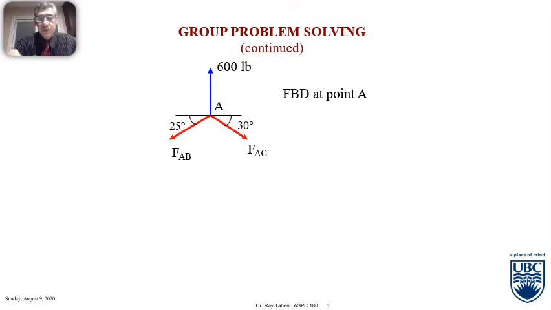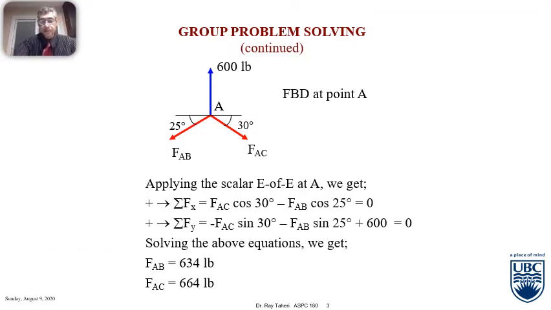So 600, these two forces, and all you need to do is write the equations of equilibrium on x and y. On x, the x component of this cancels the x component of this: FAC cosine 30 minus FAB cosine 25 equals 0. And in the y direction, both of these y components should cancel the other one. So minus FAC sine 30 minus FAB sine 25 should be equal to 600. And simply, you can calculate with two equations, two variables, the unknowns.